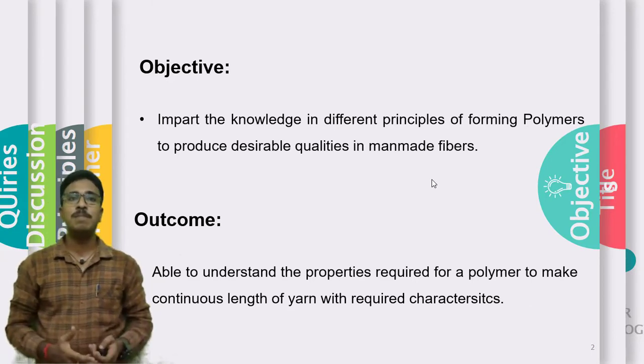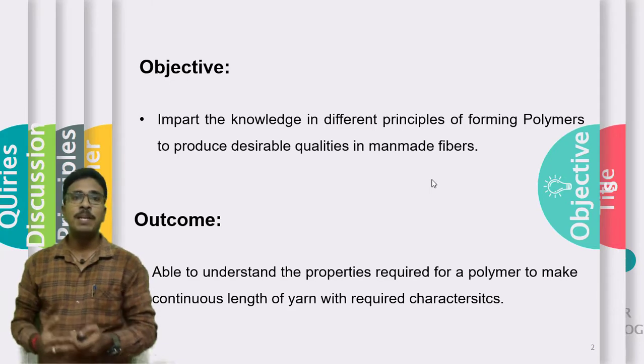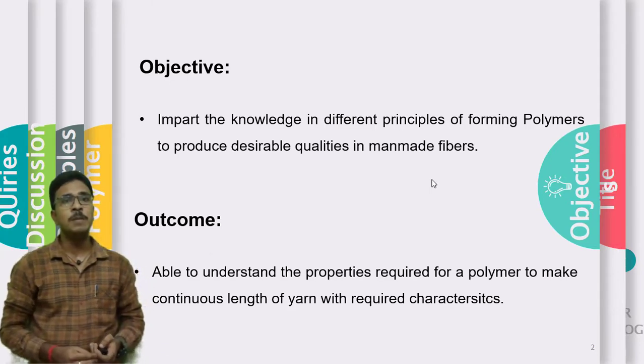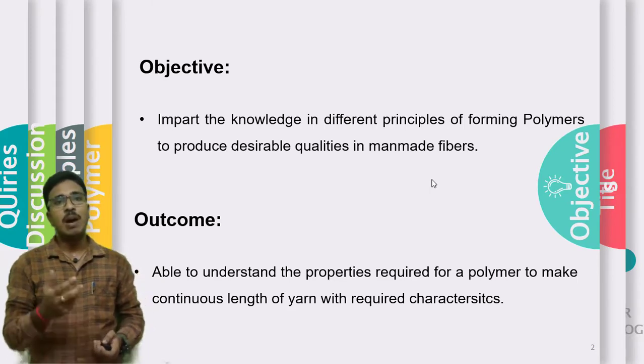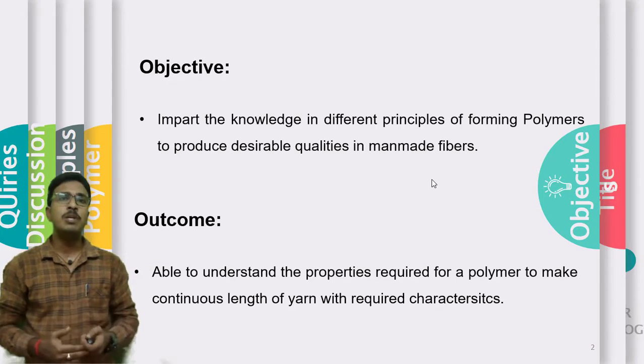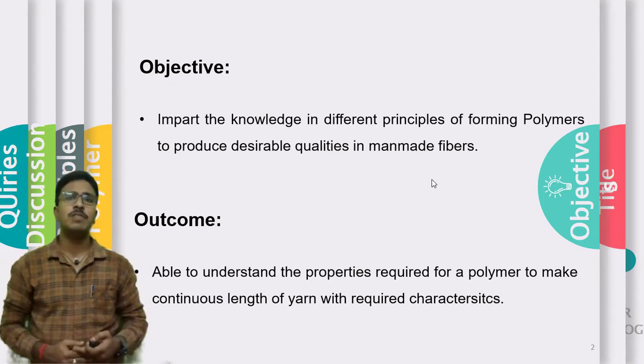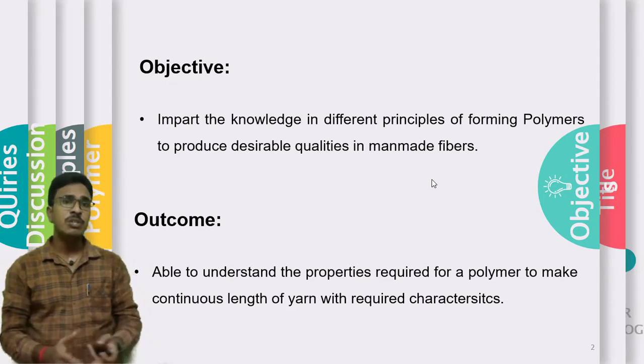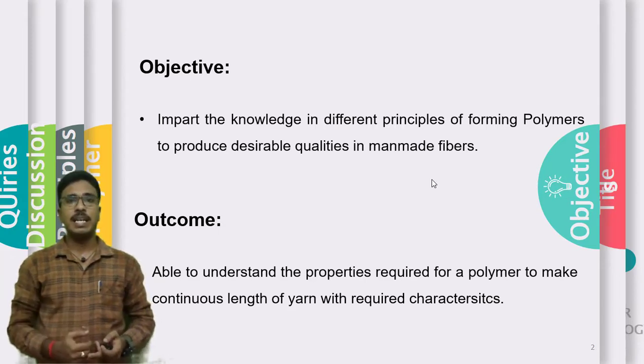Now let us look at the objectives of this topic: to impart the knowledge of different principles of forming man-made fiber from a polymer and to produce desirable qualities in the man-made fiber. And the outcome you are going to get at the end of this presentation is you will be able to understand the different properties required for a polymer to make it into continuous length of yarn with required characteristics.